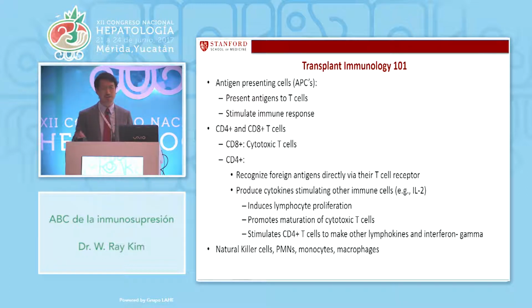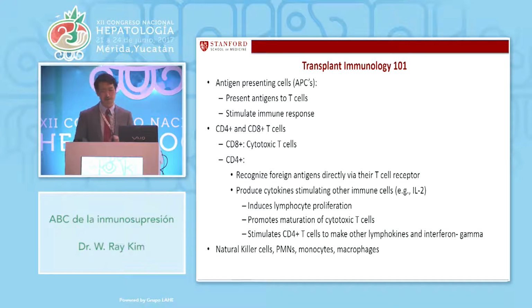This is really basic transplant immunology. There are two cells that are very important in liver transplant immunology. The first one is antigen-presenting cells, APCs. Those are professional cells, typically dendritic cells, but Kupffer cells in the liver, that present the foreign antigen that's in the donated liver to the recipient immune system. It stimulates an immune response thereof.